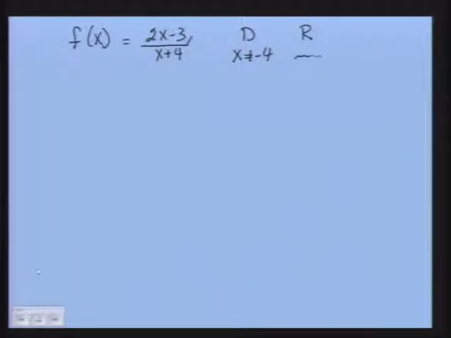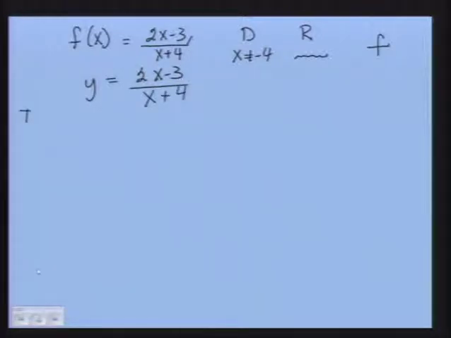And this is one of those where it's hard to see the range at this point. So I'm going to wait a little while and get the domain for f inverse, and then I'll know the range for f here. All right, first thing I'm going to do is put in a y for f of x and get 2x minus 3 divided by x plus 4.